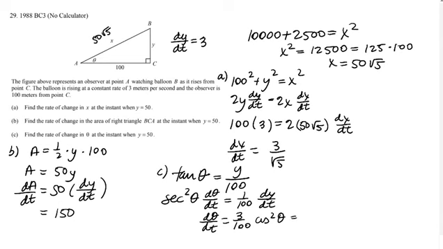And so this is 3 divided by 100 times cosine, adjacent over hypotenuse, squared. And that's going to be a suitable number for our purposes. And that's going to be all I've got for you today. Next time, we'll have some more complicated related rate examples.